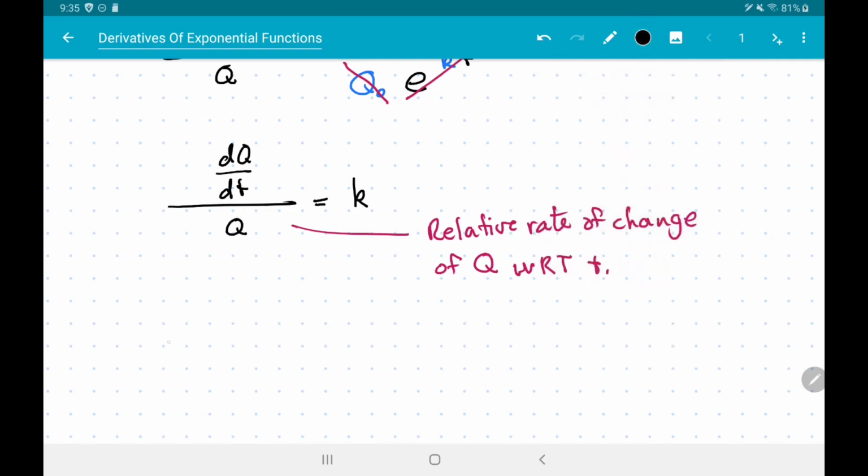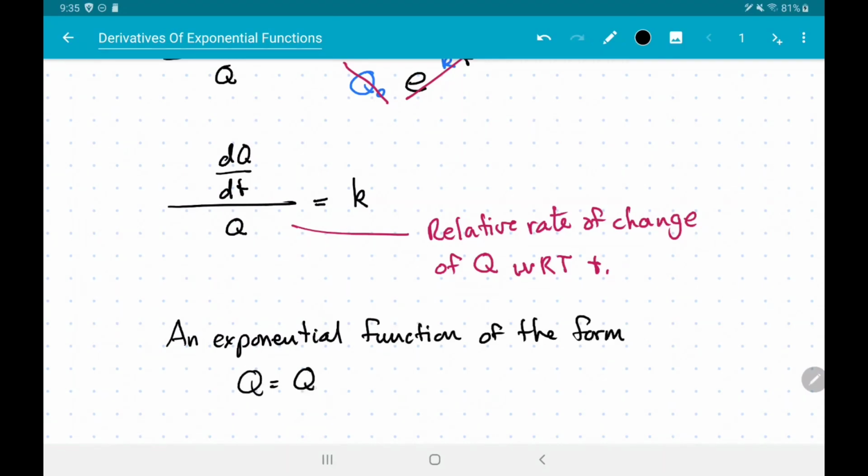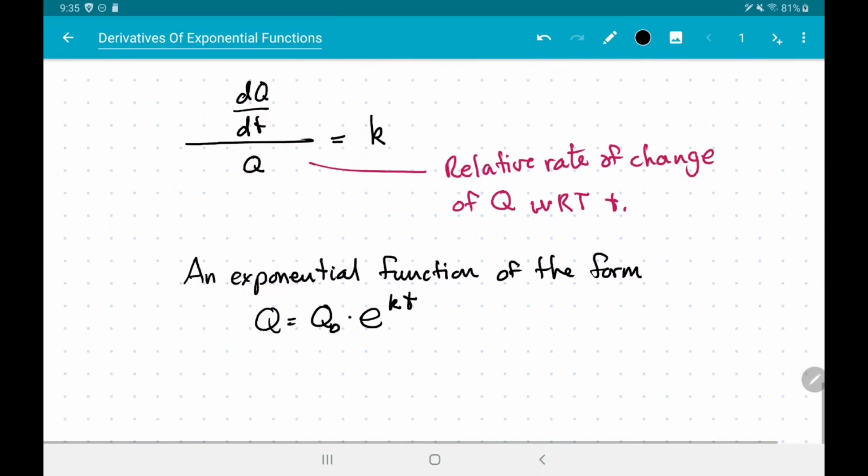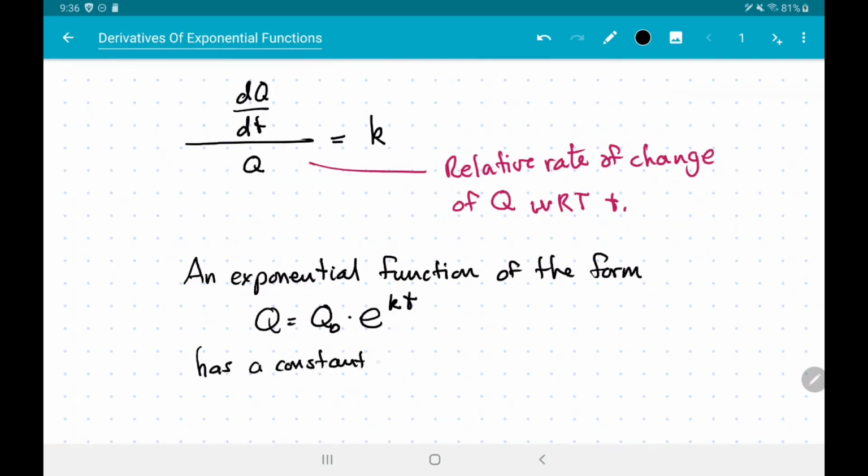An exponential function of the form q equals a constant q sub 0 times e to the kt has a constant relative rate of change.